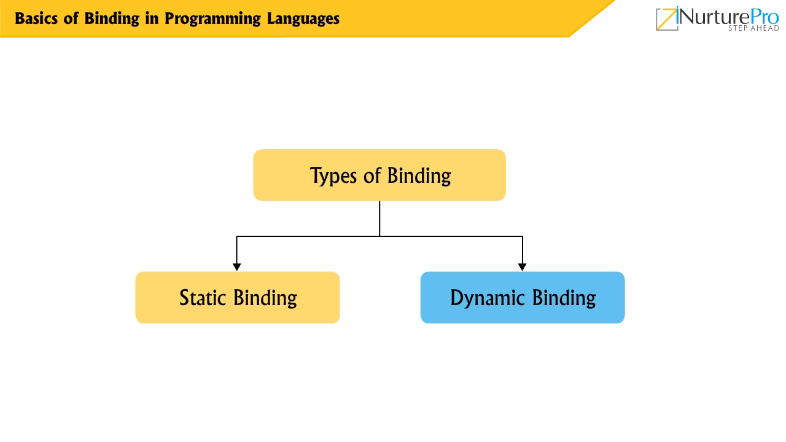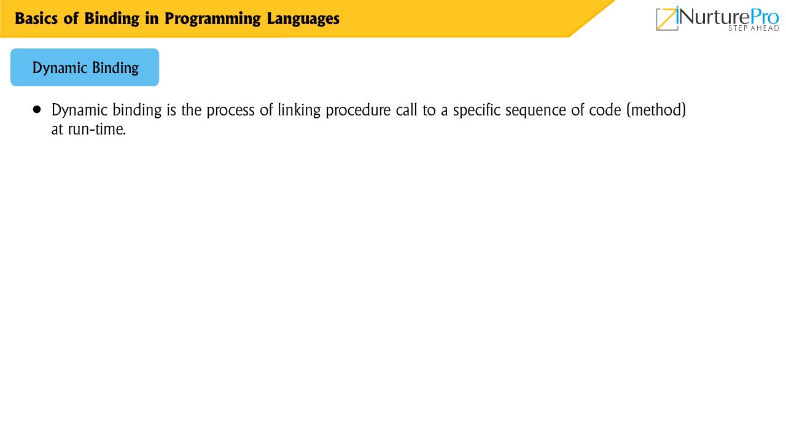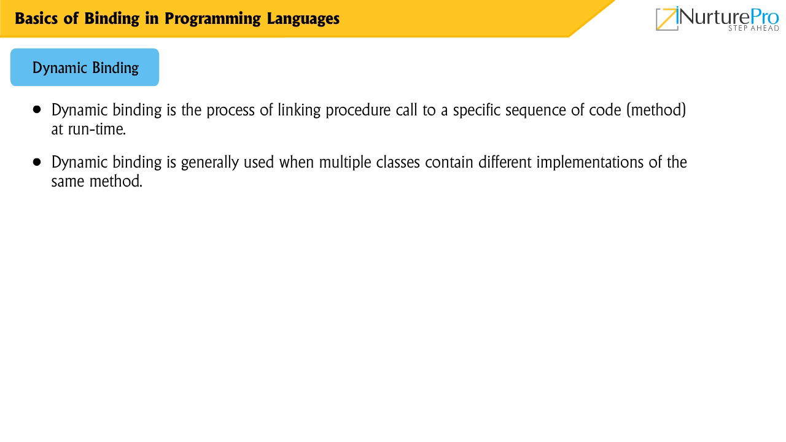Next, we will discuss dynamic binding. Dynamic binding, also called dynamic dispatch, is the process of linking a procedure call to a specific sequence of code (method) at runtime. It means that the code to be executed for a specific procedure call is not known until runtime. Dynamic binding is generally used when multiple classes contain different implementations of the same method. It provides a mechanism for selecting the function to be executed from various function alternatives at runtime.